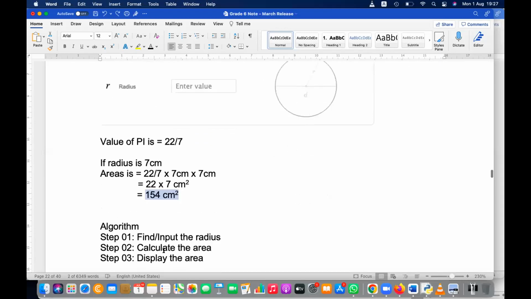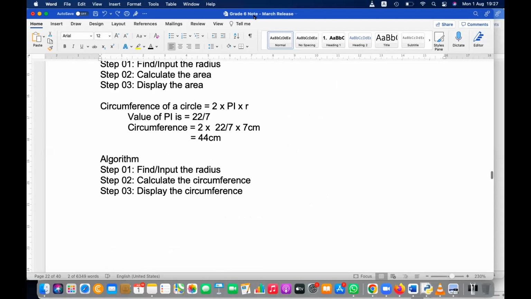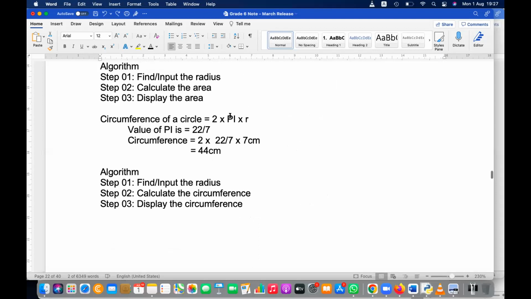This is one sample. So what is the algorithm? Algorithm to solve this problem: input the radius, calculate the area, display the area. Similarly, you can input the radius, calculate the circumference, display the circumference. Circumference is 2 pi r. So that is 2 into 22 divided by 7 into 7, r is 7. So this is the circumference.